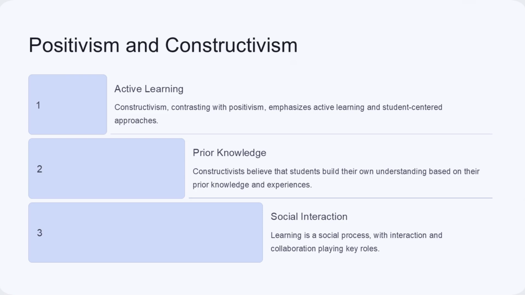Positivism and constructivism are two contrasting philosophical approaches in education. Constructivism emphasizes active, student-centered learning, where students build their own understanding based on prior knowledge and experiences. Learning is seen as a social process, with interaction and collaboration playing key roles. This is in contrast to the more teacher-centered, passive approach of positivism. The active, constructivist approach encourages students to take a more engaged, participatory role in their own learning. By building on their existing knowledge and experiences, students can develop deeper, more meaningful understanding of the material.